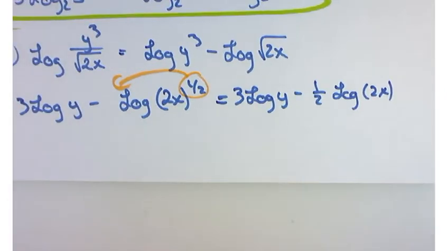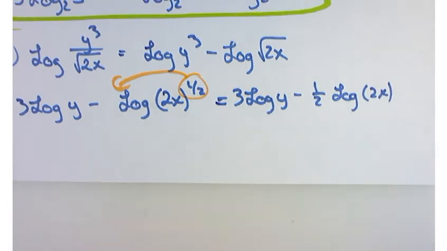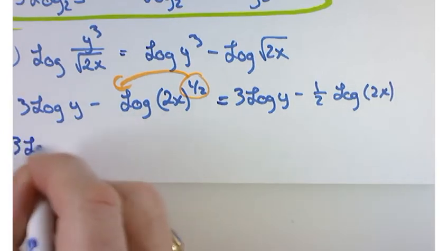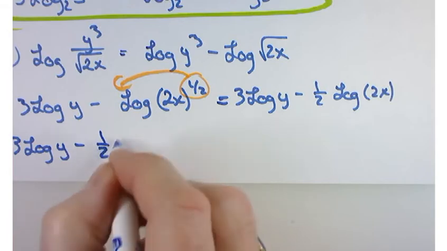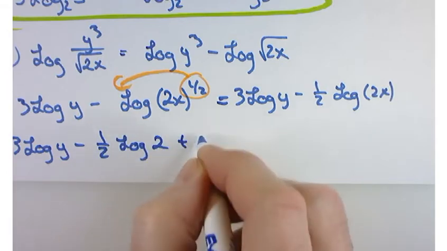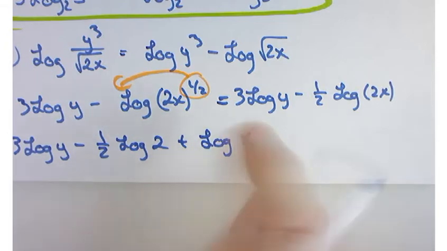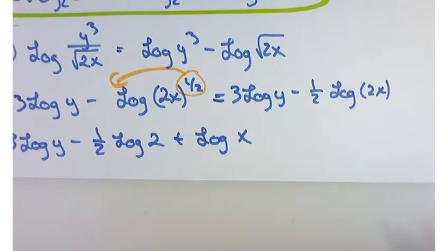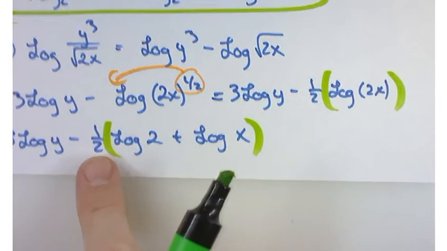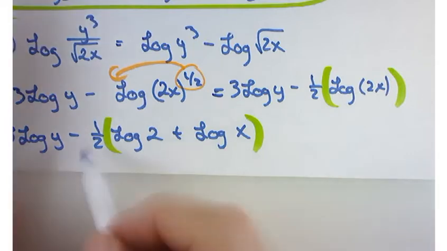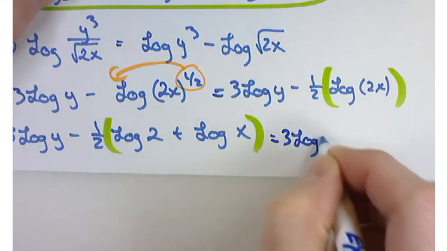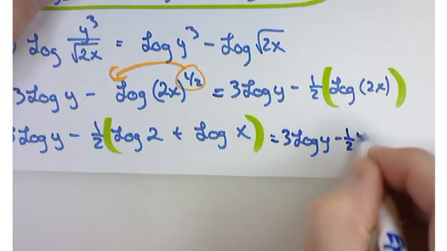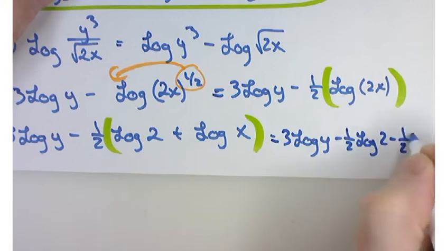And here again, this is one of these places where you got to be careful, because as we expand this, we want to make sure that we don't lose the 1/2. So it's 3 log of y minus 1/2 log of 2 plus 1/2 log of x. But if you don't write parentheses, then you need to do one of two things. Parenthesis there so that 1/2 distributes itself, or just distribute it and write it next to both terms. So 3 log of y minus 1/2 log of 2 minus 1/2 log of x. Either of these last two forms is okay.